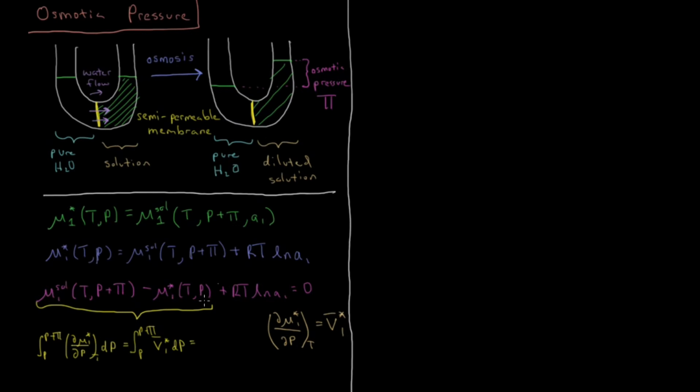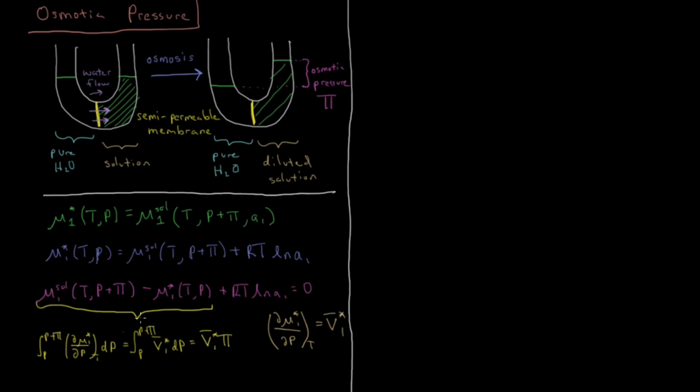So the molar volume is not a function of pressure here. We're going to assume that it is independent of pressure for a liquid, which is a pretty good assumption. It doesn't change very much at all for water. It's pretty insensitive to pressure. So that means we're just integrating dP from P to P plus pi, which is just going to give us pi. So the result of this integral is the molar volume of water times pi.